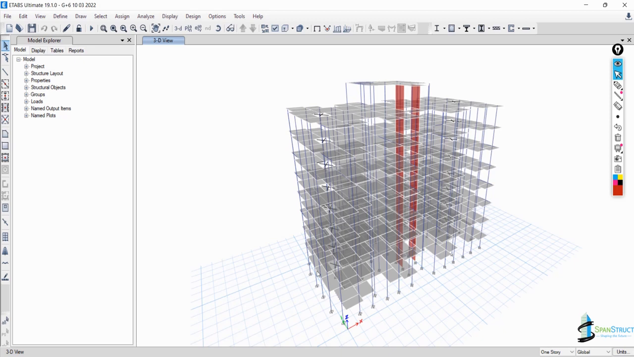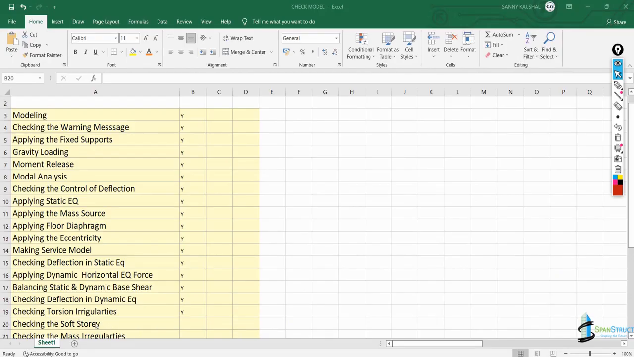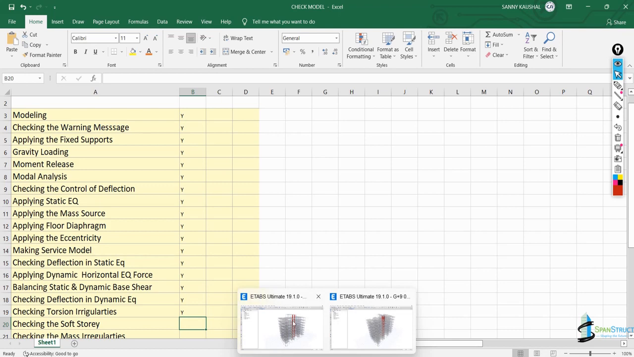But before starting the topic, let me open the check model which tells about the progress of our model here. If you look, checking the torsion irregularity is already done and we have to check the soft story now. So come back to the ETABS for starting the soft story check.